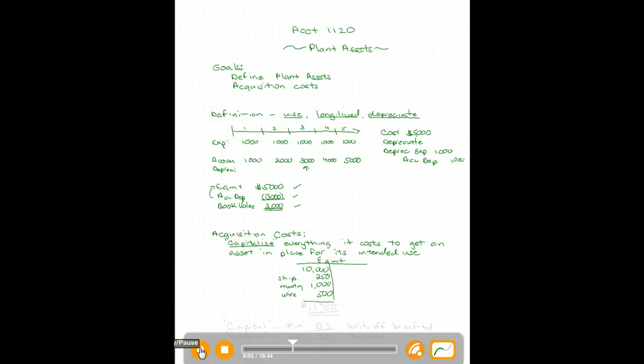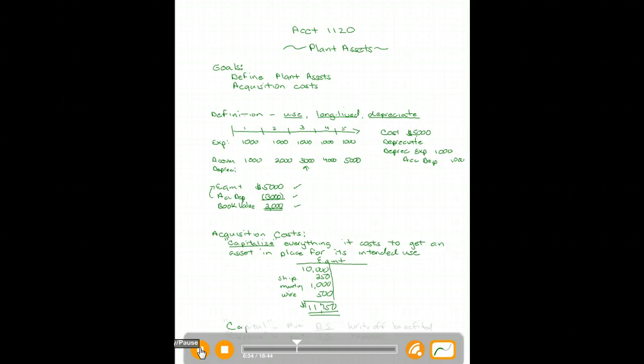Anyway, so what becomes the cost of this equipment in our case is $10,250, $11,250. How about $11,750? And that would become the cost of our equipment that we will have to depreciate in the future over the periods it benefited. So familiarize yourself with that term, capitalize. That means to stick it on the balance sheet.